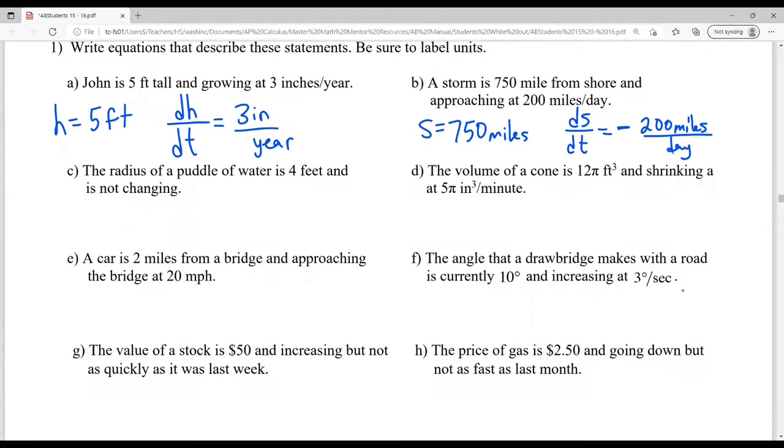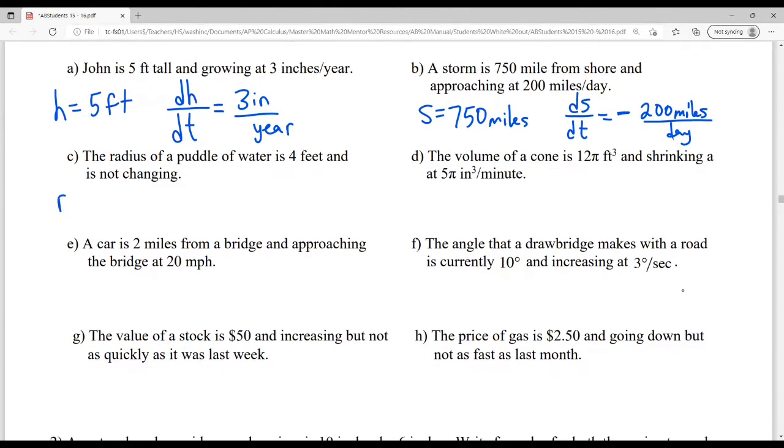The radius of a puddle of water is 4 feet. So R is equal to 4 feet. And it's not changing. It is staying the same. If it is staying the same, the rate is equal to 0. And we need not put units if the rate is equal to 0.